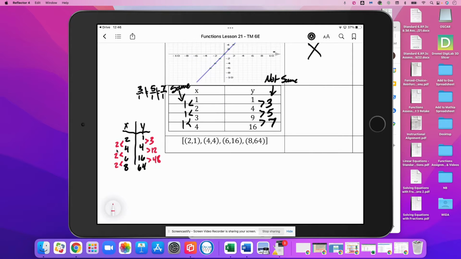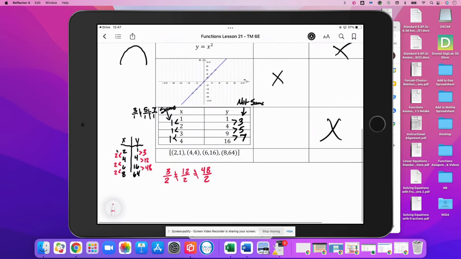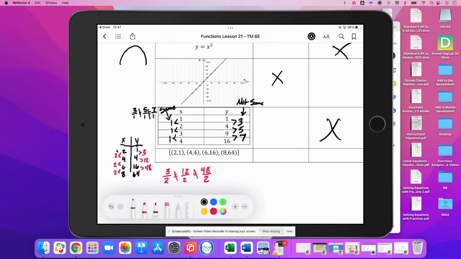So our slope for the first one, we would be trying to say that 3 over 2 is equal to 12 over 2 is equal to 48 over 2. That is not true. Those are not equal. So we do not have a slope that is going at a consistent rate. That means that that is non-linear.